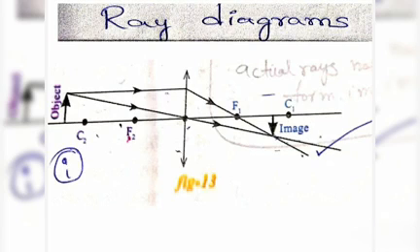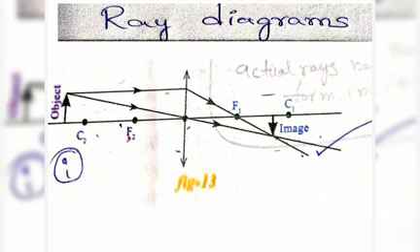A real, inverted, and diminished image is formed on the principal axis between the focal point and center of curvature. In figure 13, we have chosen two rays. What is the first ray? The first ray is passing parallel to the principal axis and passing through the focus, and the second ray is passing through the optic center to locate the position of the image.